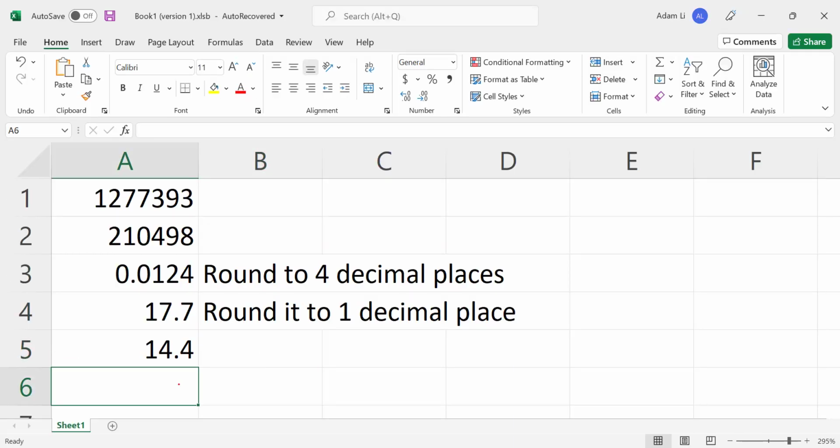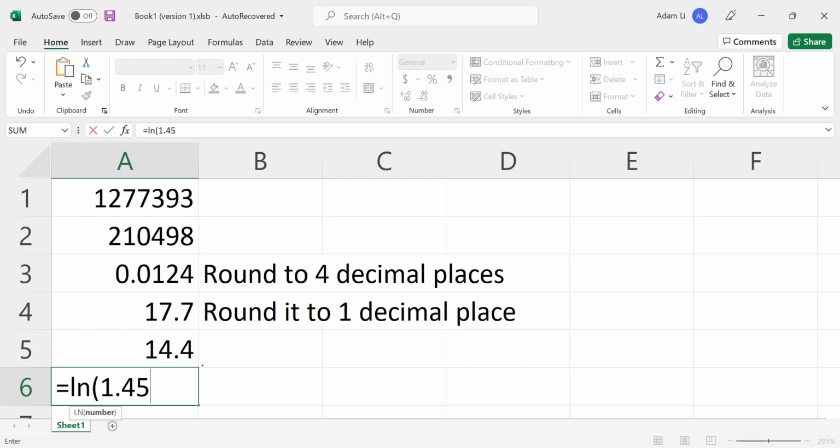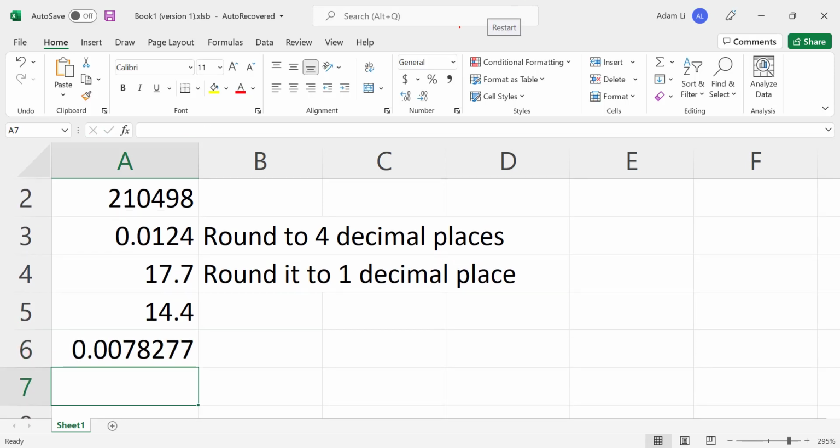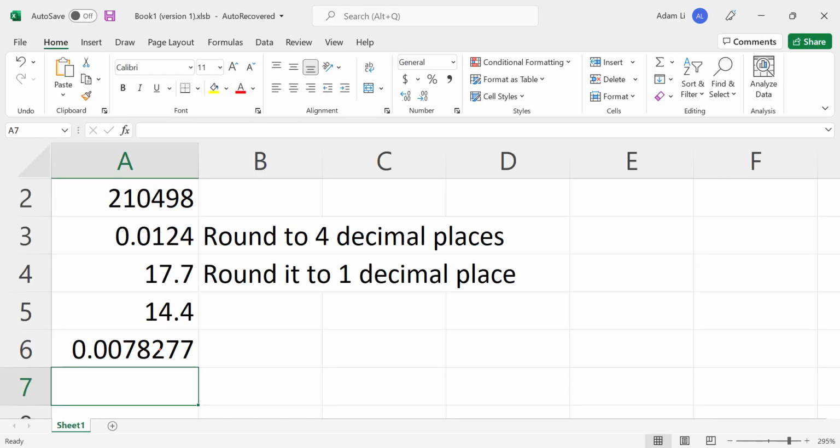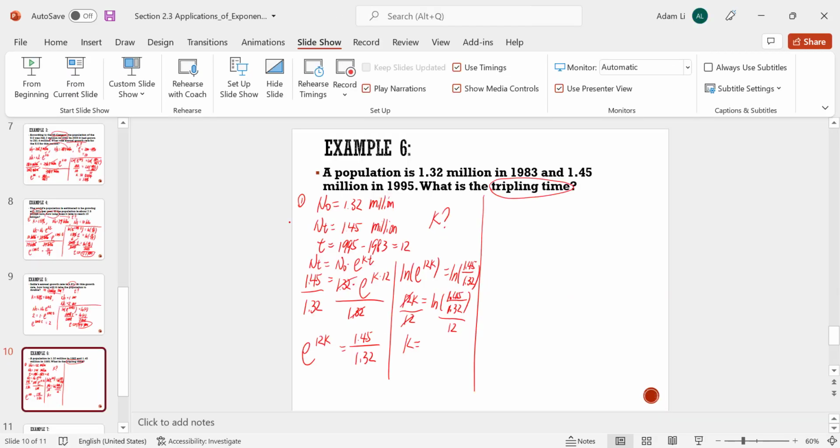Right, so we're going to do this. K equals ln of 1.45 divided by 1.32 and divided by time t at 12 years. Okay, so we get k. So it's 0.0078. Double check the number one more time. Yeah, that's good. Perfect. So go back to the Excel and we're gonna run it to 4 decimal places. 0.0078.